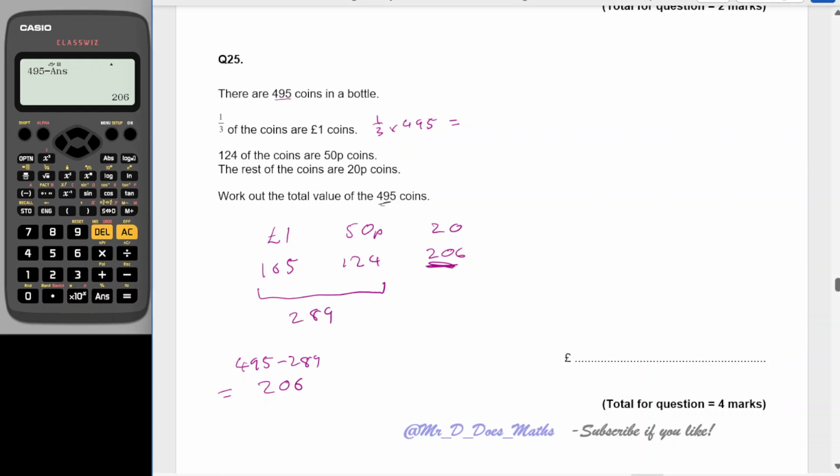So to work out the value, I'm going to do 165 plus 0.5 times 124 plus 0.2 times 206. So 165 plus 0.5 times 124 plus 0.2 times 206. And that gives us 268.2 pence. 268.2.